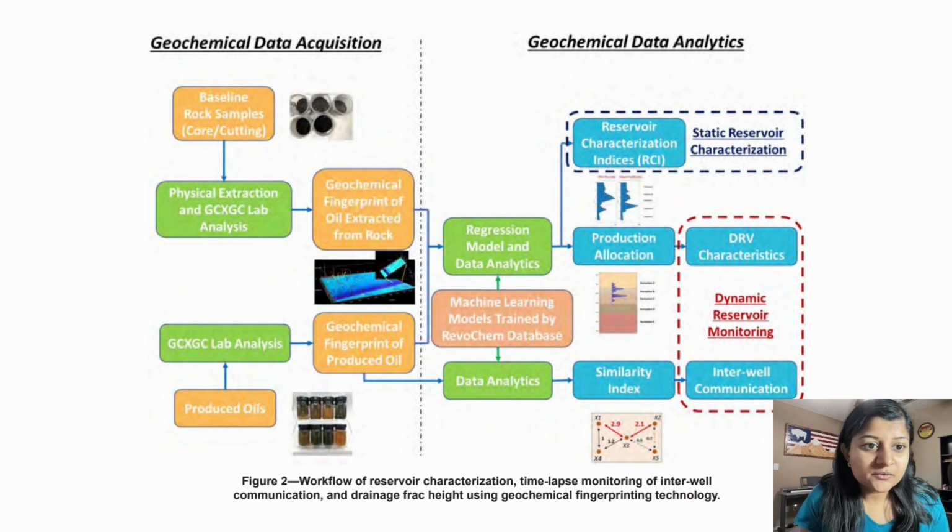For the geochemical data acquisition, you get the baseline rock samples, you do a physical extraction, and then there's a geochemical fingerprint of oil extracted from the rock. And then you do the lab analysis, the geochemical fingerprint of produced oils, and then you have a regression model and data analytics. Machine learning models are trained by the RevoChem database, so that's where the data analytics comes in. And that's how you develop the similarity index, the production allocation, and your reservoir characterization indices. And therefore, you end up getting your drainage volume characteristics and your interwell communication. So that's where you get your static reservoir characterization, and that's how you get your dynamic reservoir monitoring.